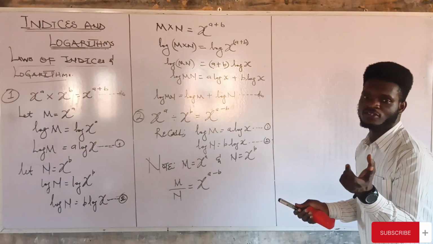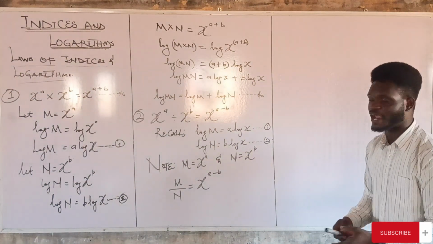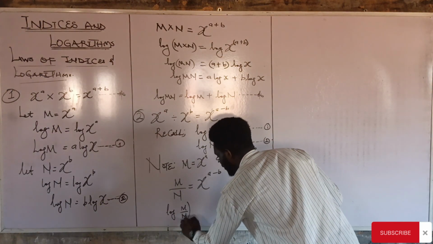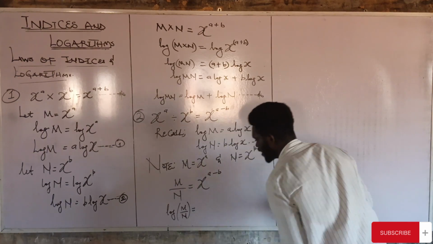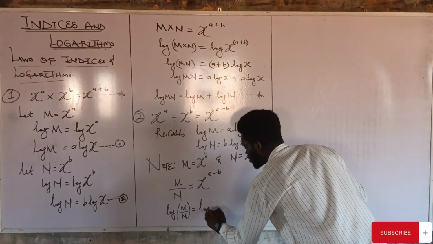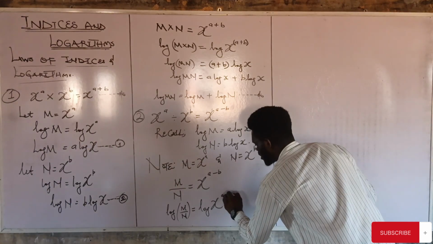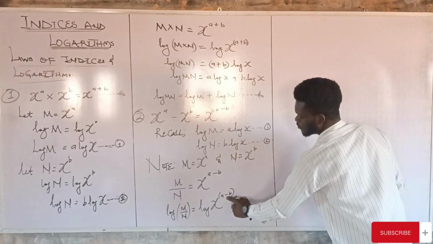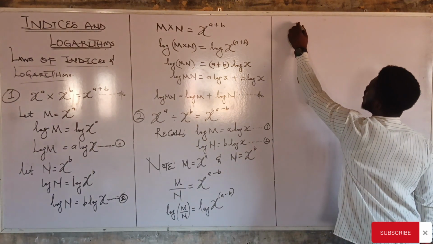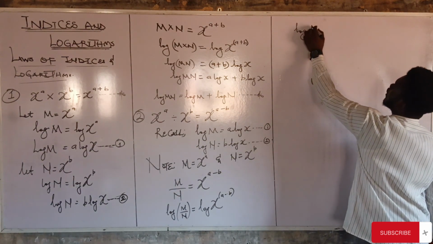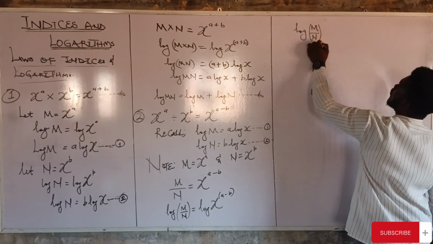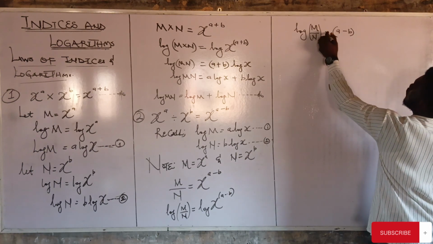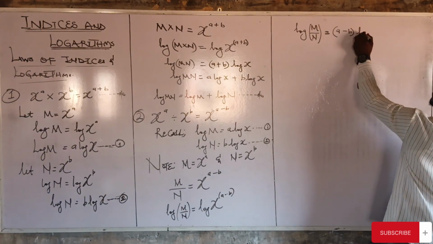Secondly, once you've noted this, take log of both sides. Like I always say, the golden law of mathematics: whatever happens to the right hand side happens to the left hand side. So when you take the log of both sides, log of m divided by n is equal to log of x raised to the power of a minus b. Then the principle that I've explained, this a minus b will be brought down, so we have log of m over n equals a minus b, and we have log x.